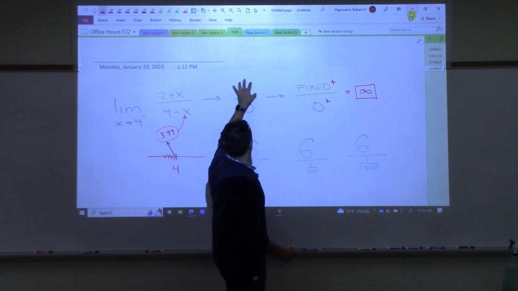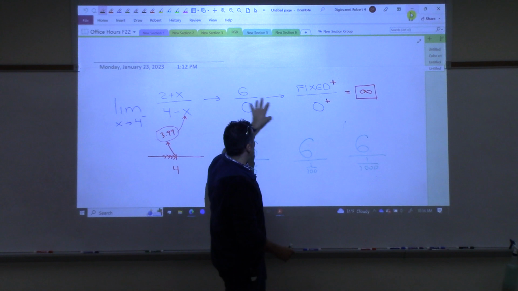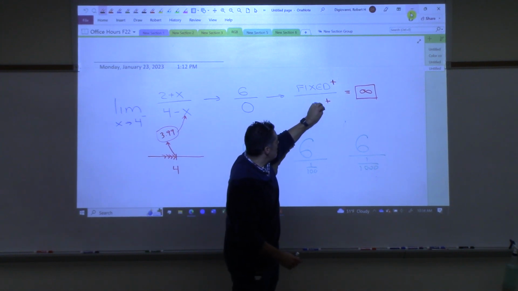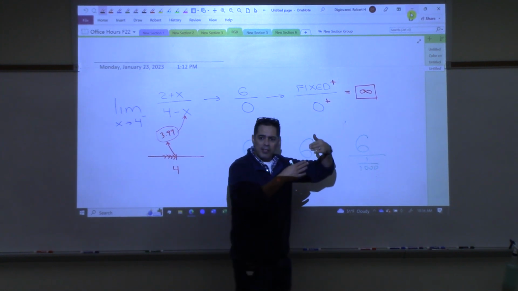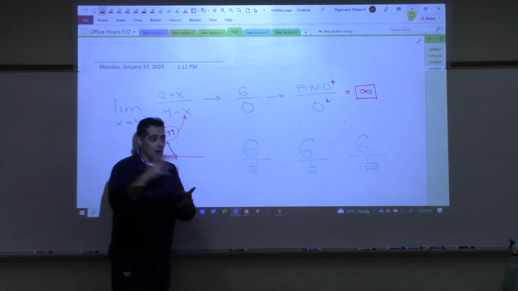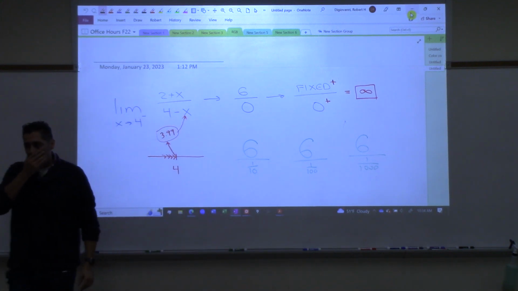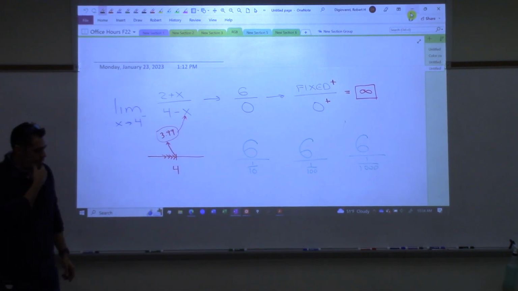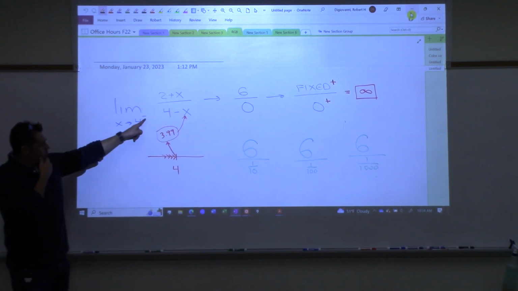My numerator is staying close to 6. My denominator is getting really small, but positive numbers, so I get a ratio of two positives, which gives me a large positive number. Yes? So if you change the direction that we were going in, it's going to change your answer. So then what do you change?